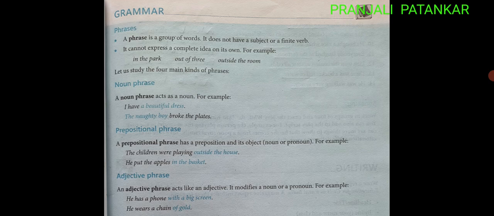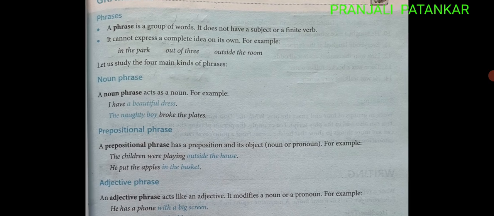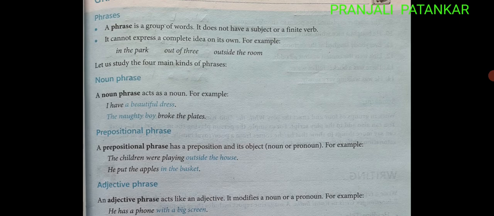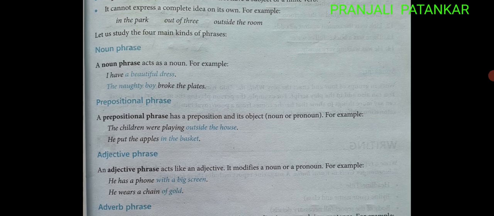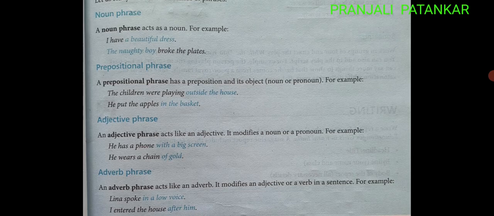Phrases. A phrase is a group of words. It does not have a subject or finite verb. And it cannot express a complete idea on its own. Example, in the park, out of 3, outside the room. Then main kinds of phrases. Noun phrase. A noun phrase acts as a noun. Example, I have a beautiful dress.